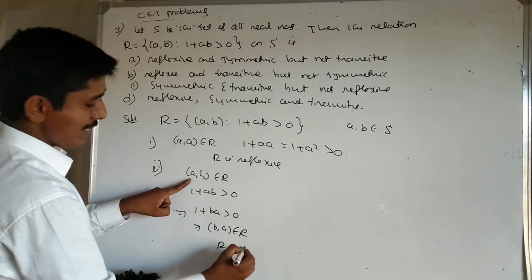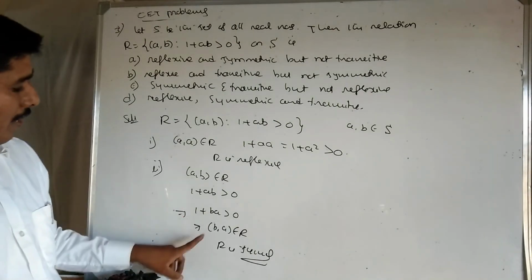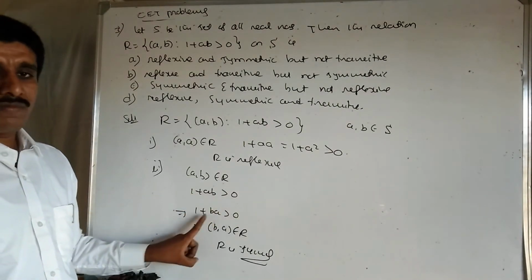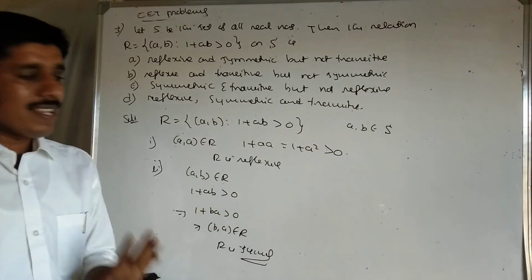Clearly the relation is symmetric. Got it. 1 plus AB is greater than 0. Interchanging A and B, BA is the same, 1 plus BA is greater than 0. Clearly it is symmetric. Is it transitive?